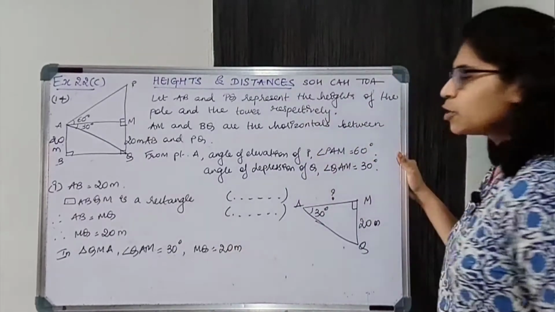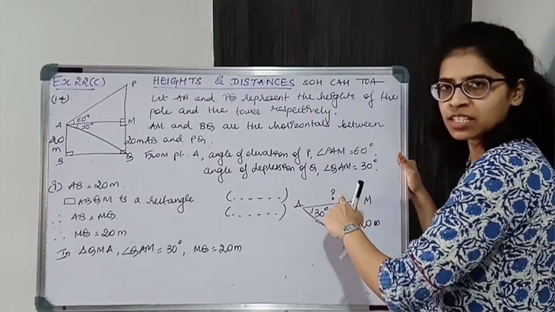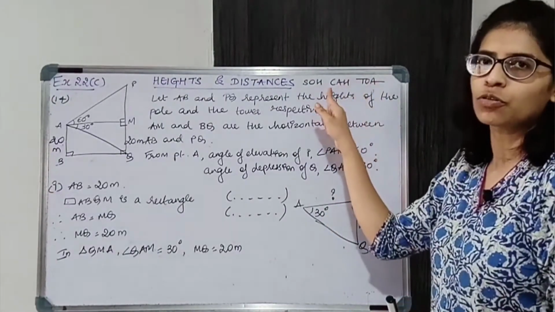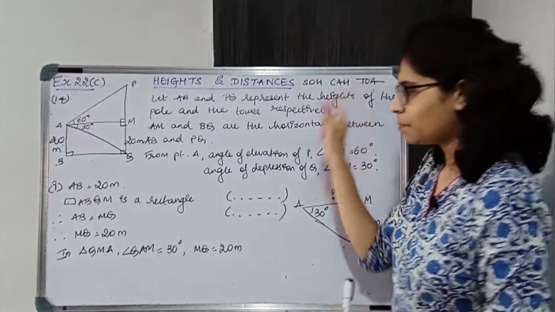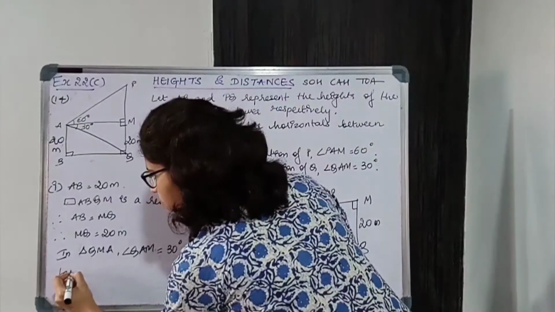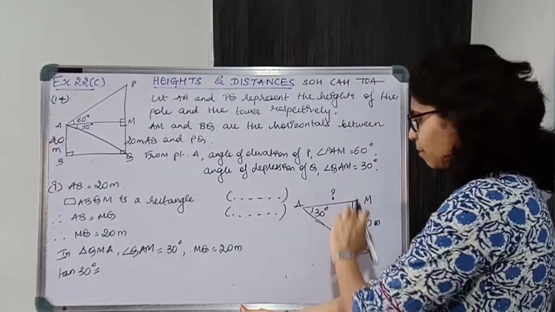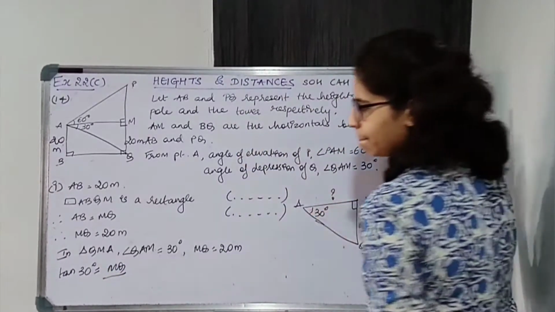So the angle's opposite side we know, we need to find the adjacent. Opposite and adjacent relation you get from which trigonometric ratio? From tan. Tan is TOA, opposite upon adjacent. So we'll take tan of the angle is opposite side. Opposite is MQ. Adjacent is AM.